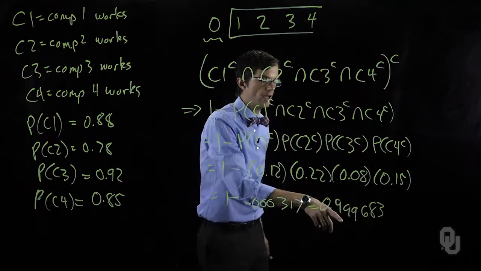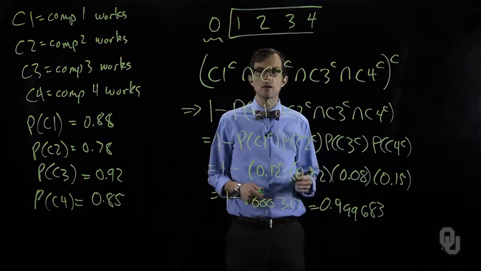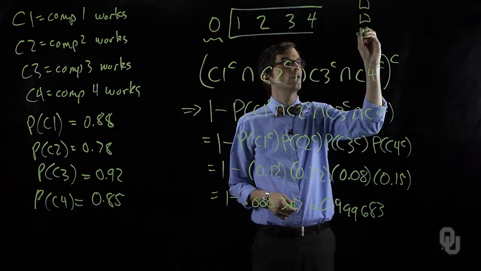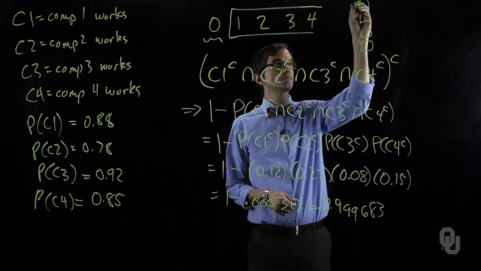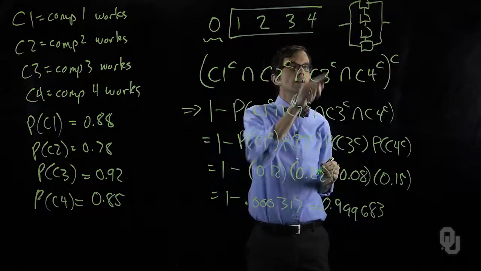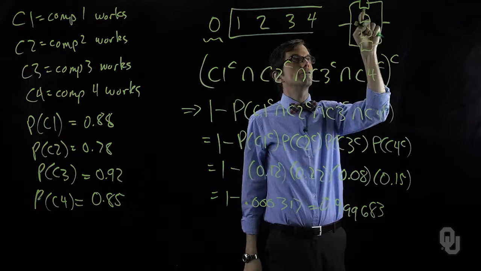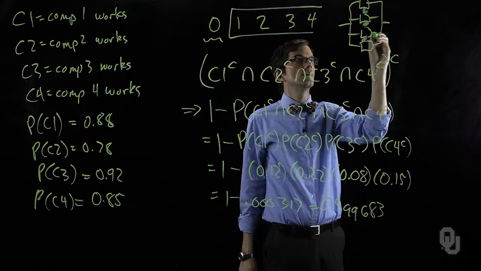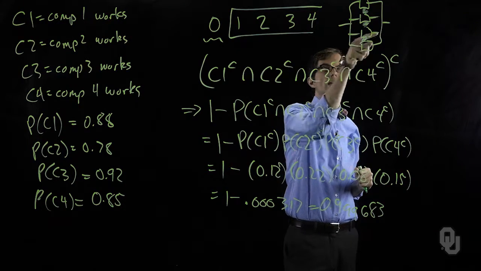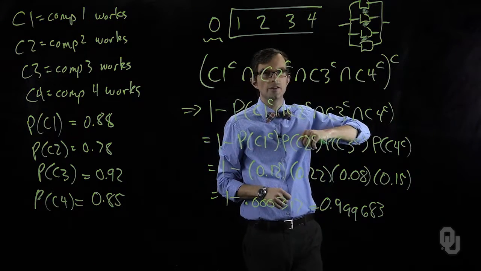It's quite high, 0.999683. This is a parallel system. Okay, so let's look at this. Here are 4 computers in parallel. And what we say here is that to get from here to here, we just, whoops, I wrote that wrong. We just have to get through one of these to get to the other side. Okay? That is, these components are in parallel in this system.